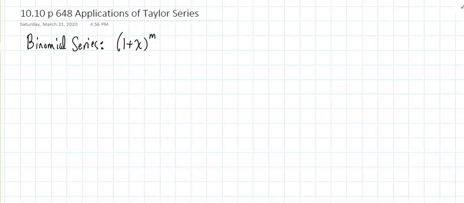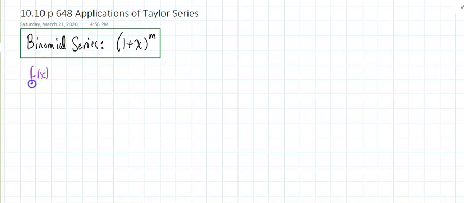So, we're going to derive it this way. You don't have to do it again, so watch how this works. If I let f of x equal (1 plus x) to the n. Anytime I want to find a series representation for a new function, I use Taylor, or Maclaurin if they don't specify.